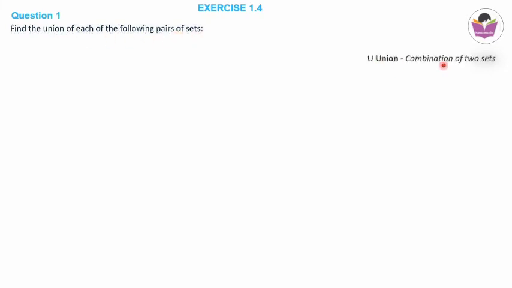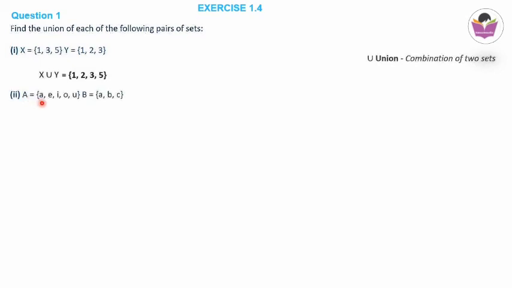So here union, let's recall it. Union means combination of two sets. Together we are writing. First of all, X is equal to set of 1, 3, 5. Y is equal to set of 1, 2, 3. These are the two sets. And union means we use the symbol X union Y is equal to collect it together. 1, 3, 5, 1, 2, 3. Means just 1 we are writing. Next is 2. Next is 3. And next is 5. Here 3 is repeating, but we write only one time. So set of 1, 2, 3, 4, 5.